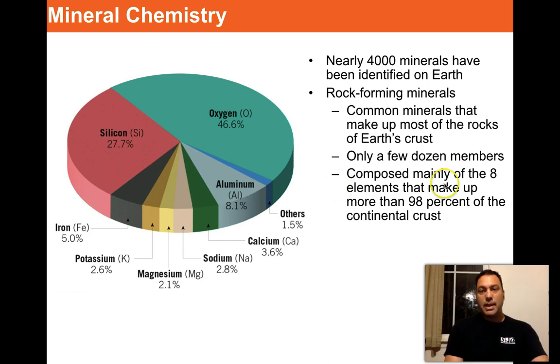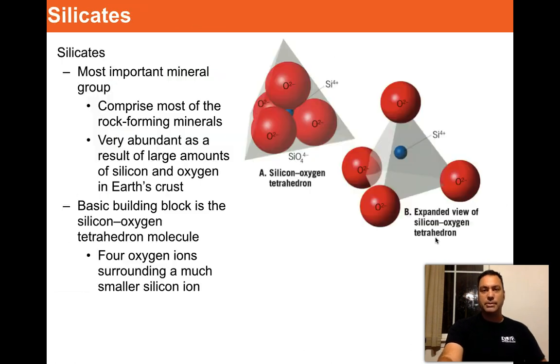These are composed mainly of the 8 elements that make up more than 98% of the continental crust. Okay, so as we've already covered, what kind of minerals do we see coming from these 8 major elements? Well, the first group that we see that comes along is the silicates, right? That makes sense, right? I said that silicon and oxygen are the 2 most common ones. So let's talk about silicates, which is silicon and oxygen.